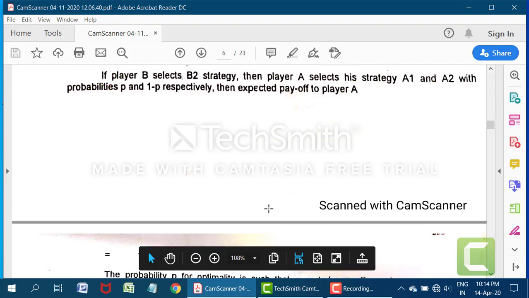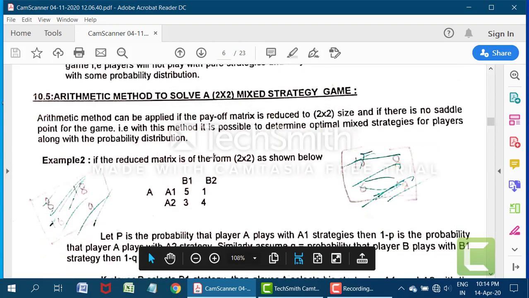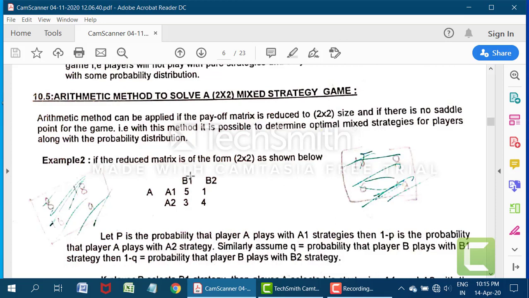Similarly, the mixed strategy for the player B can also be found out. How? See. Let us assume B is going to choose the B1 strategy with the probability, small q. Then what is the probability that B is going to choose the B2 strategy? 1 minus Q. So the summation Q plus 1 minus Q equals 1. There are only two strategies available for him. When he chooses one strategy with the probability Q, the probability that he is going to choose the other strategy equals 1 minus Q, that's all.